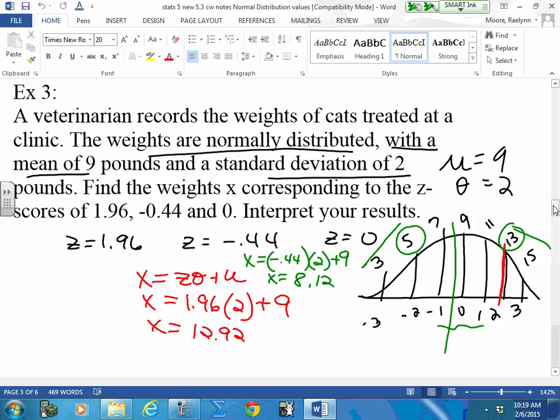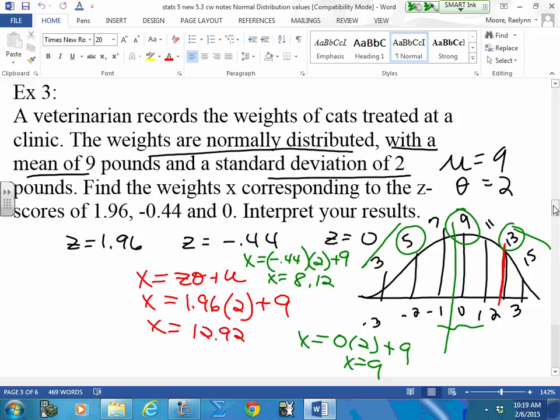Make sense? Now, a z-score of 0, we can do this if you want. 0 times 2 plus 9. But isn't it right there where my 0 is? Yes. But I wanted to show you it still works with your formula. You can pull that right off your graph.